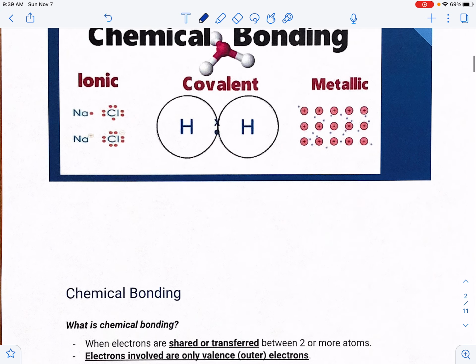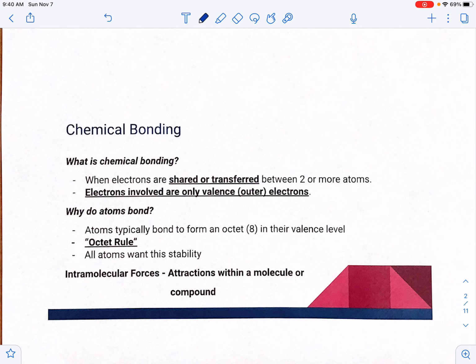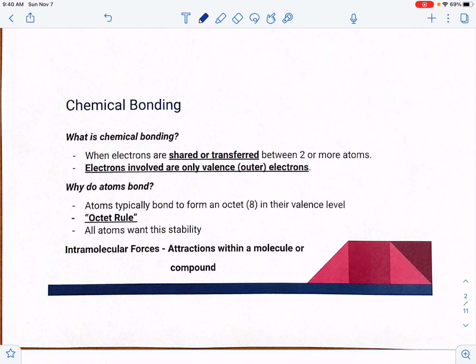Okay, so chemical bonding. What is chemical bonding? This is basically when electrons are shared or transferred between two or more atoms. Remember, the electrons involved are only the valence electrons. So you have an atom that looks like this, and you've got these energy levels around this atom. Your outermost level is where the valence electrons are going to be, and those are the ones that are going to be involved in bonding. Everything on the inside, like these core levels, has nothing to do with the bonding at all, because they're closer to the nucleus and they're shielded from these outer electrons. So they basically have nothing to do with chemical bonding.